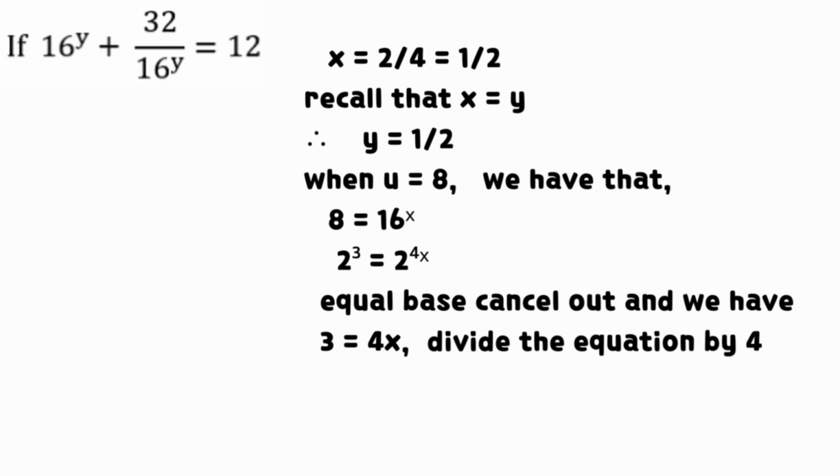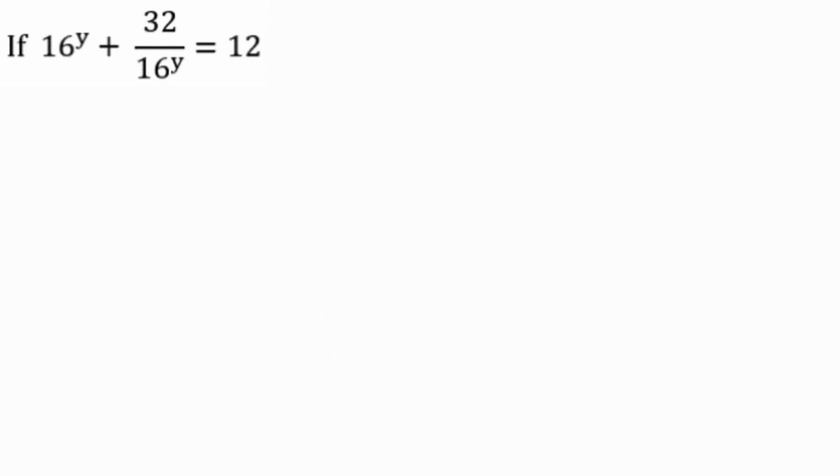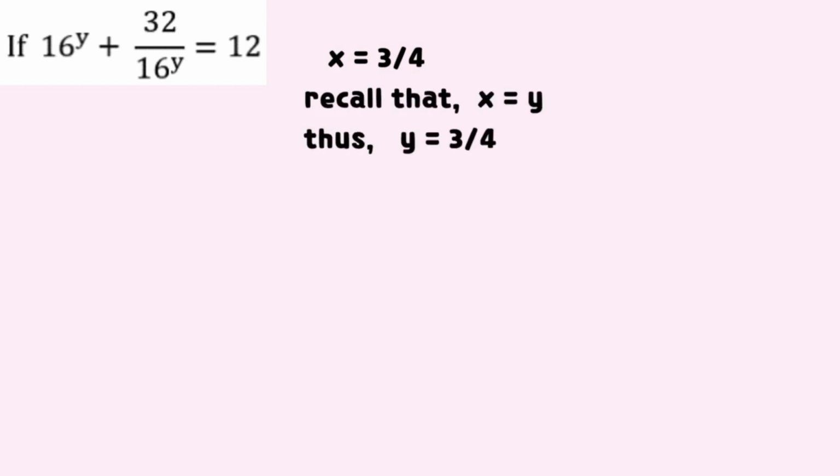When u is equals to 8, we have that 8 equals 16 to the power of x. 2 to the power of 3 equals to 2 to the power of 4 times x. Equal base cancel out and we have 3 equals 4 times x. Hence, divide the equation by 4. X equals to 3 divided by 4.